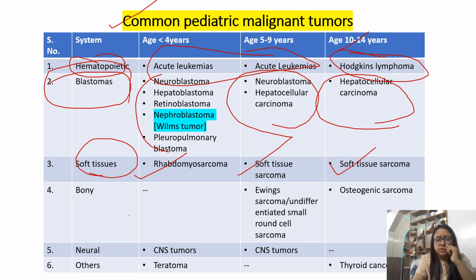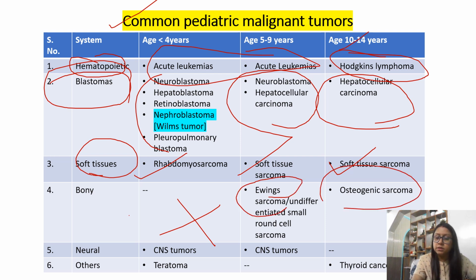Then bony tumors, which are not that common in less than 4 years. Okay? In 5 to 9, it is Ewing sarcoma. In 10 to 14 years, it is osteogenic sarcoma.